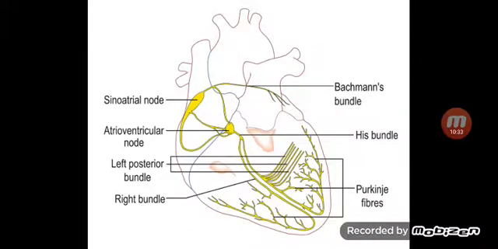Also this drawing shows the SA node, the AV node, the right bundle branch, the left bundle branch, and these are the Purkinje fibers. Here, the Purkinje fibers are very clear in this drawing.